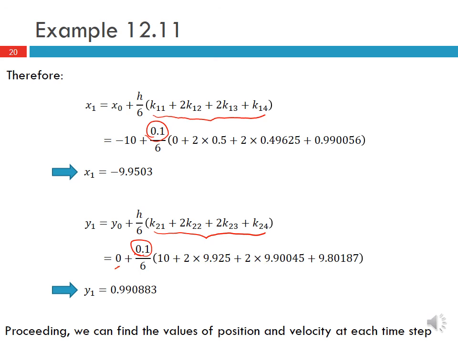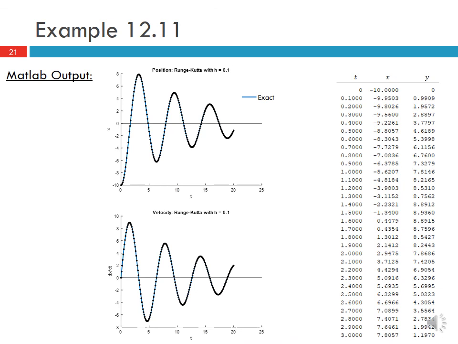And we can proceed to find the values of the position and velocity at each time step. This is the output from the MATLAB code. Here we show the time and, at each time, our x and our y for the first 3 seconds, and then the plots show the values up to 20 seconds. You can see that for both the position and the velocity, with h equals 0.1, we get an excellent estimate of the exact solution using the classical Runge-Kutta method.